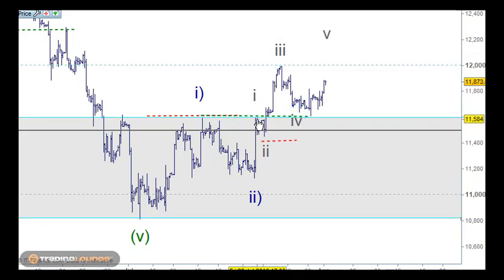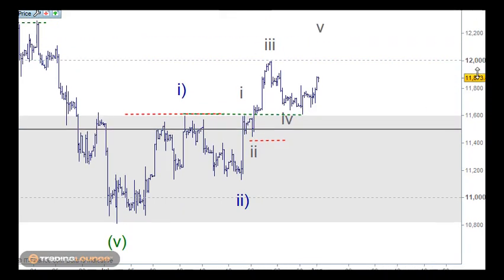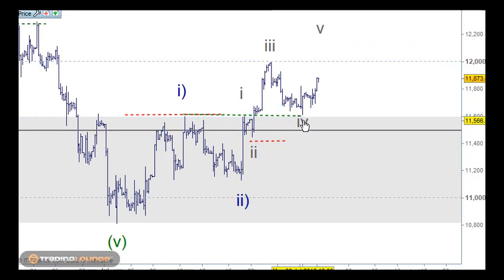It hasn't really come back over the top of wave 1 yet, so I've left it as a wave 4. It also triggered us long here, and we put our stop in here as well, moved the stop up into this space here. So what I would like to do now is move this stop up into this space here now.